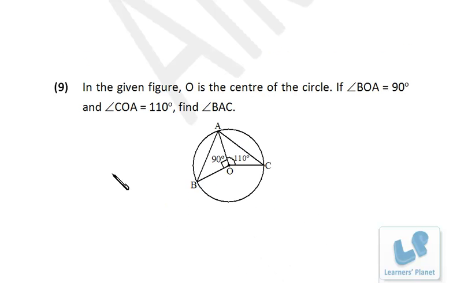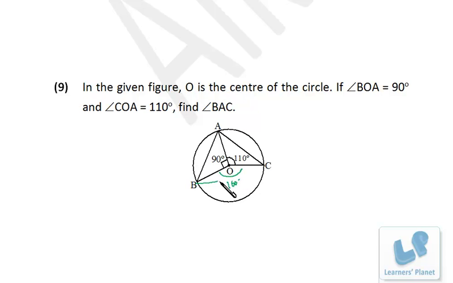Now this problem. In the given figure, O is the center of the circle. If angle BOA is 90 and angle COA is 110, then find angle BAC. Now the angles at the center should sum to 360. So if it is 110 and 90, that means it is 200. That means the remaining angle is 160 degrees.